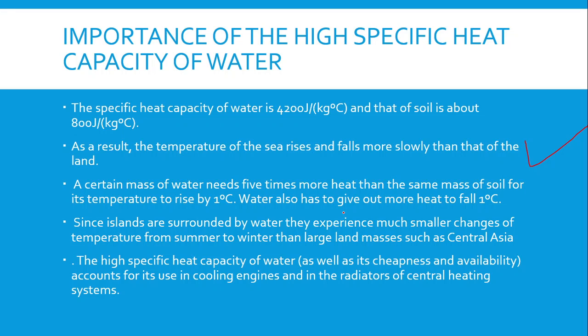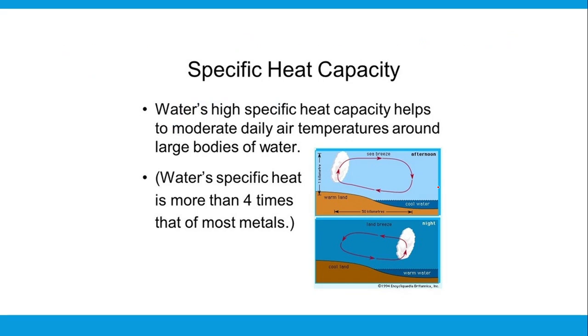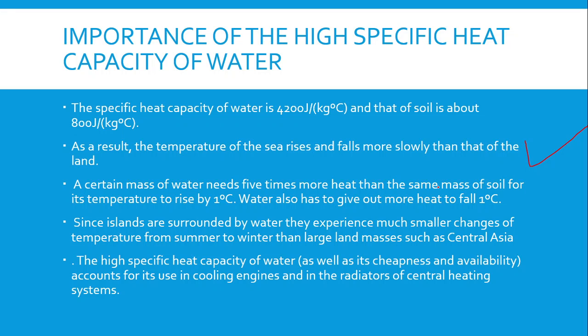Water also has to give out more heat to fall. So this is obviously a relation that goes both ways. If it needs more heat to get a temperature rise of 1 degree, then it definitely gives out the same amount of heat when the temperature falls. So at night time, it's the opposite: the water is warmer and the land is cooler because of the high specific heat of water.